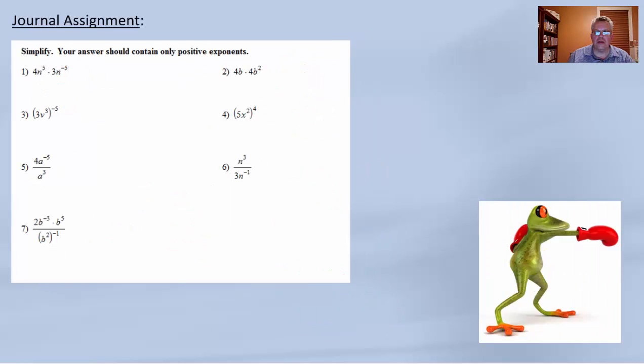Okay, so here are a couple for you that kind of match the slides. Work these out, put them in your journal assignment, and we'll keep practicing in class. Good luck to you.